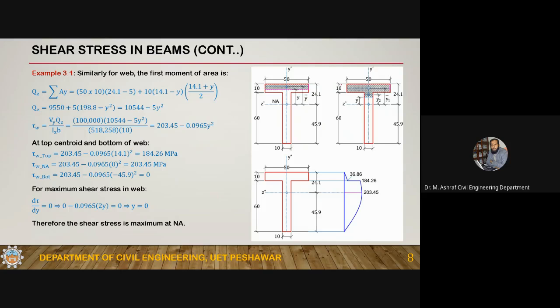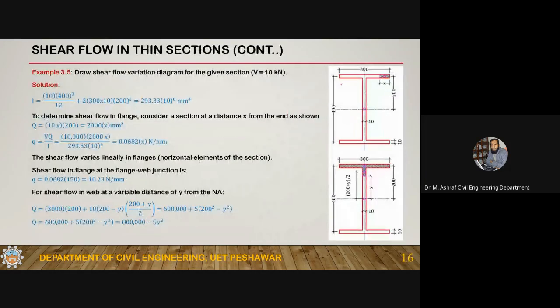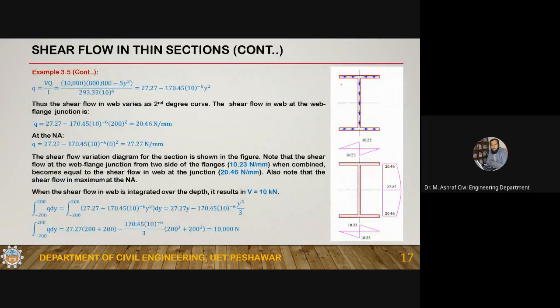Okay, so if you want to increase the moment capacity of a beam, then strengthen its flanges. If you want to increase the shear capacity of a beam, then strengthen its web. Okay, and in the case of thin section, we are saying that approximately 100% of the vertical force is resisted by the web. Since this is a thin section, here you can also see that the shear contribution of the web is very high.